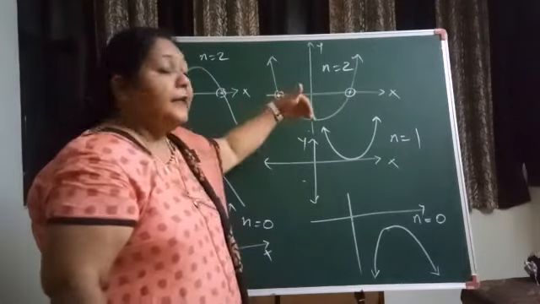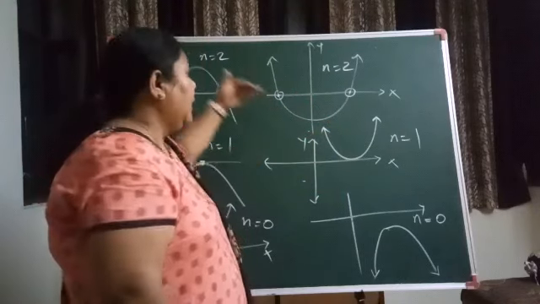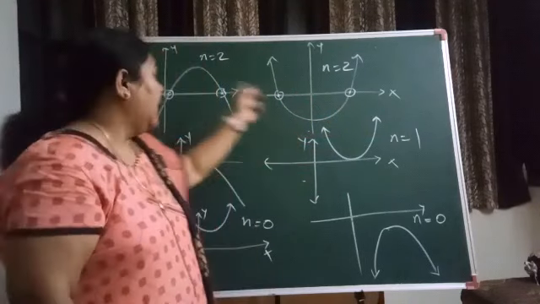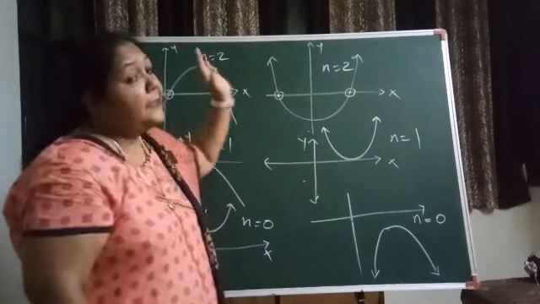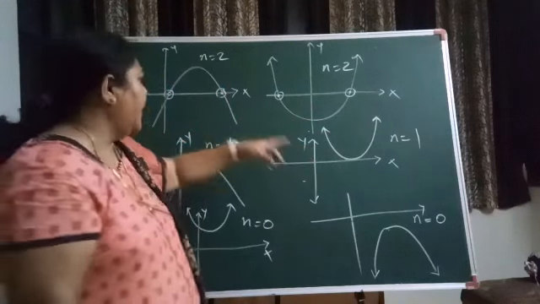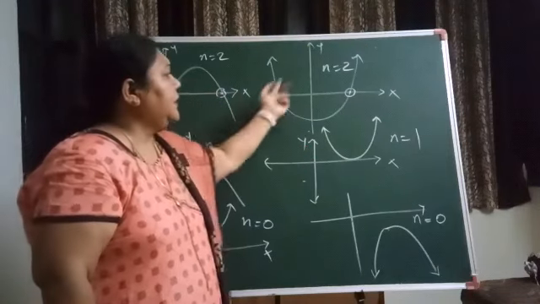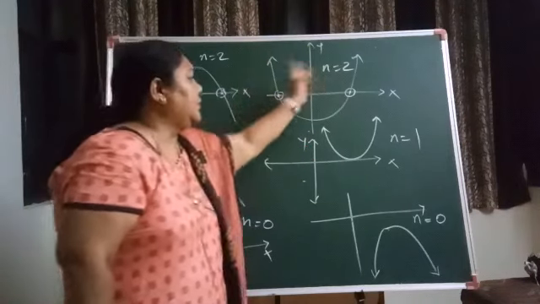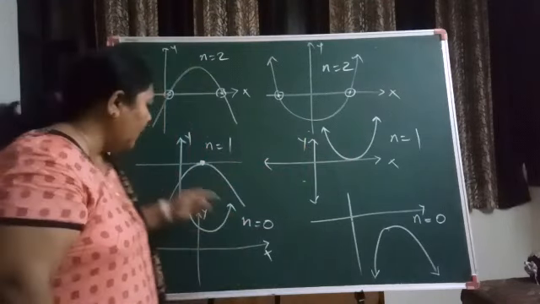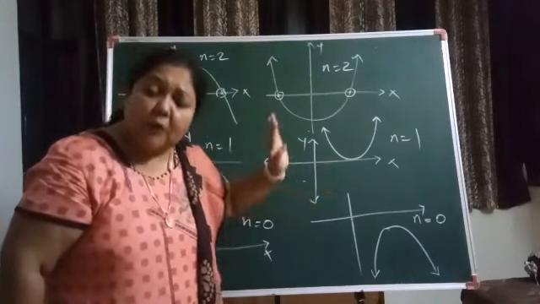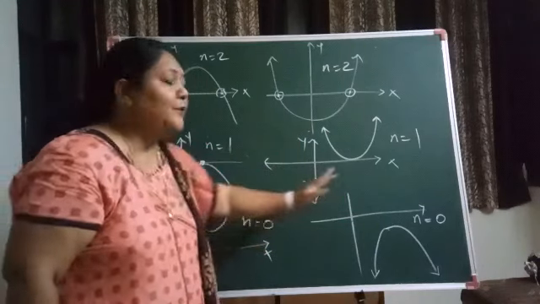Now here, the number of zeros, as I told you, is found by how many times the graph meets the x-axis. That many zeros it will have. So here it touches 2 times, here 2 times, so the number of zeros is 2. Here it touches only 1 time, so the number of zeros is 1. Here it touches 0 times, it does not touch at all, therefore the number of zeros is 0.